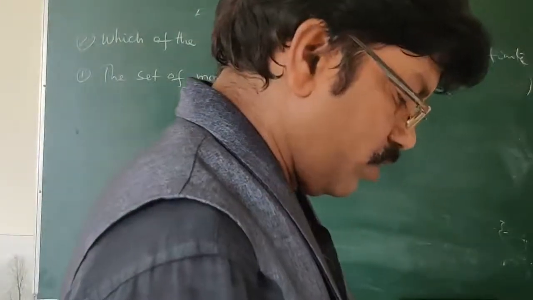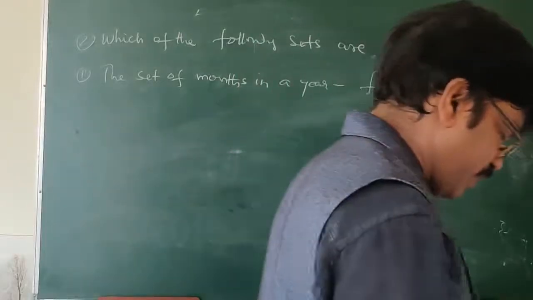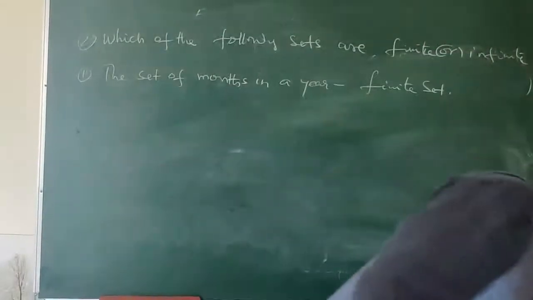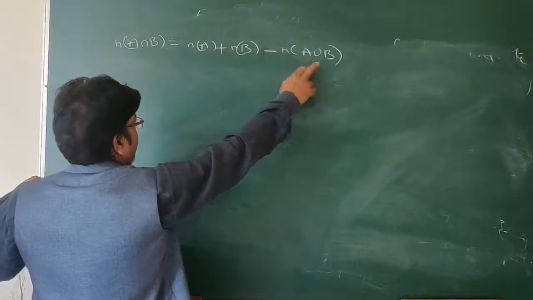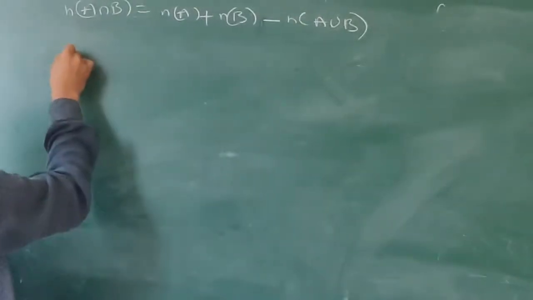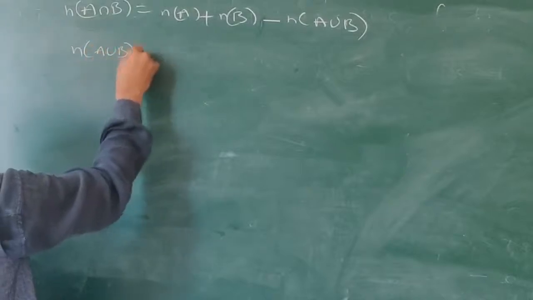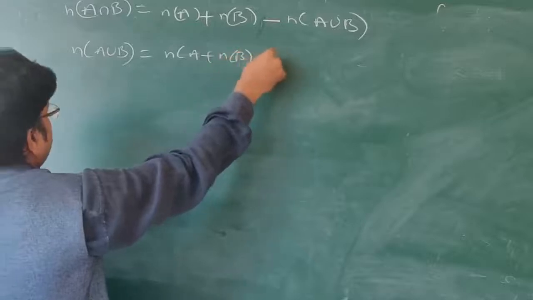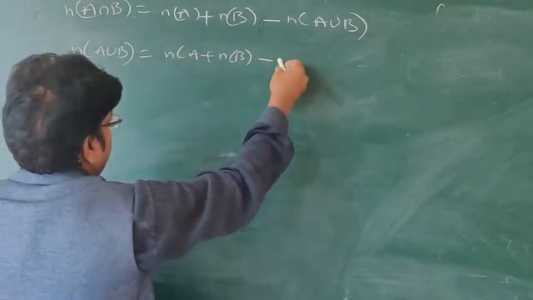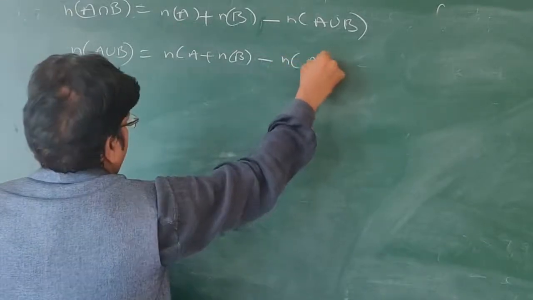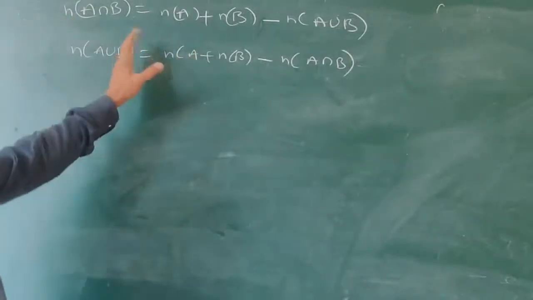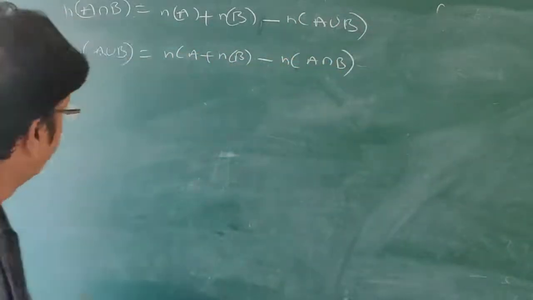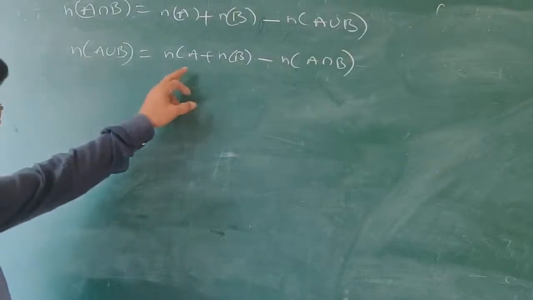It's a new formula. The relation between n of A, n of B, n of A intersection B and n of A union B. n of A intersection B equals n of A plus n of B minus n of A union B. Or else, if we send n of A union B to the LHS and n of A intersection B to the RHS, we get n of A union B plus n of A intersection B equals n of A plus n of B. That's also the same as n of A intersection B equals n of A plus n of B minus n of A union B. And n of A union B, if you require, equals n of A plus n of B minus n of A intersection B.